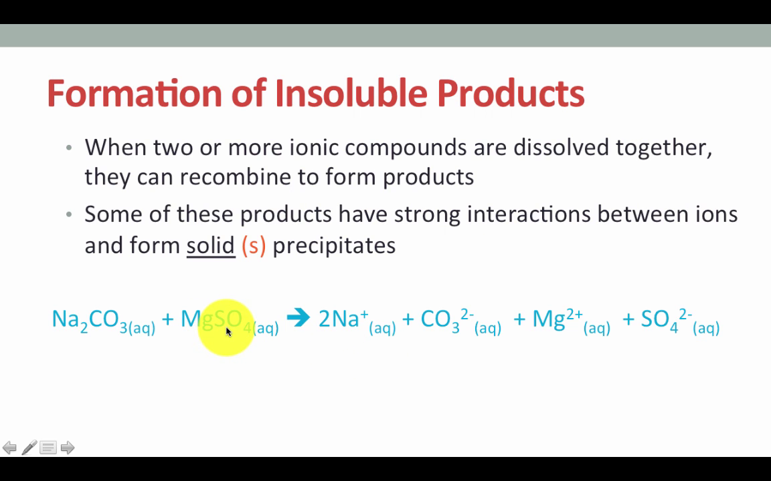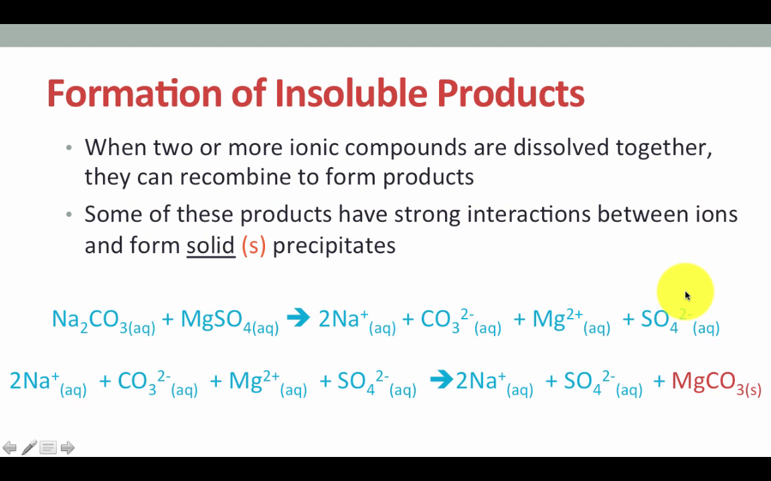Magnesium sulfate is a 1:1 ratio, so we have one magnesium 2+ cation and one sulfate anion. We will now see how these ions can recombine to form new products. By swapping the partners, we can see that the sodium would combine with the sulfate and the magnesium would combine with the carbonate.